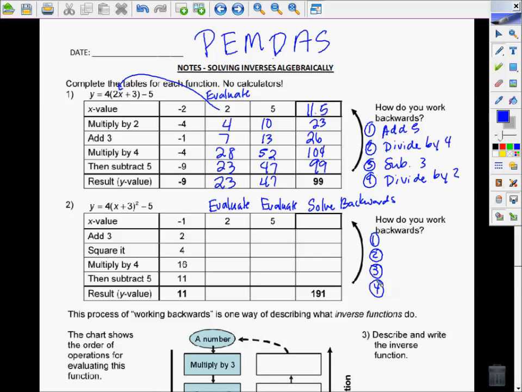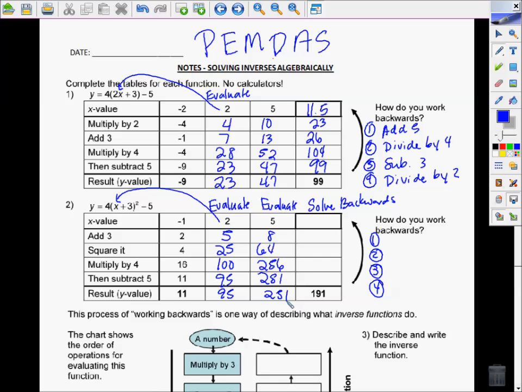All right, so let's evaluate. So evaluate means I'm going to plug in. And this tells me to add 3, square it, times 4, subtract 5, right? So I'm going to add 3 and I get 5. 5 squared is 25. 25 times 4 is 100. 100 minus 5 is 95. Over here, 5 add 3 is 8. 8 squared is 64. 64 times 4 is 256. 256 minus 5 is 251. All right, so we can evaluate.